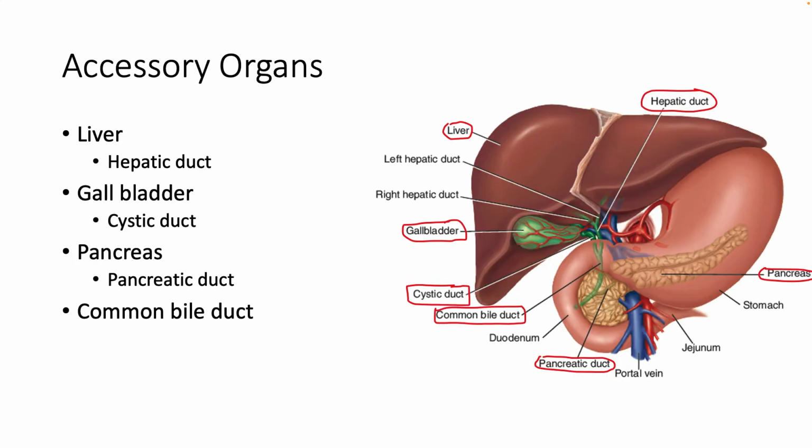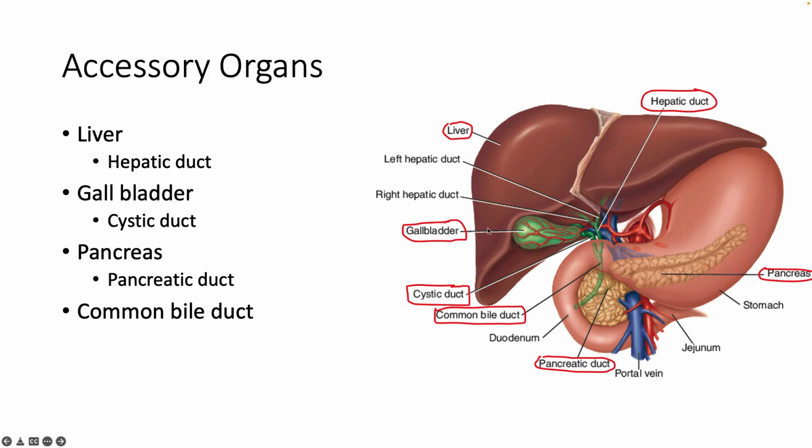And lastly, we could talk about some accessory organs. Our accessory organs, we go into a little bit more detail when it comes to lecture. Here we just need to be able to identify that it is that organ. So you need to be able to identify this is the liver, this is the gallbladder, and this is the pancreas. Then you also need to be able to identify the duct coming off of that organ, carrying the digestive enzymes that will be dumped into the duodenum of the small intestine.